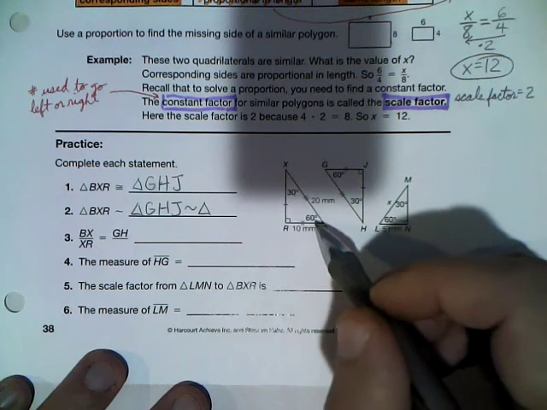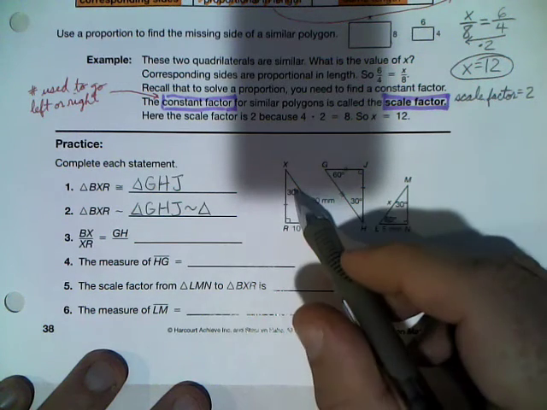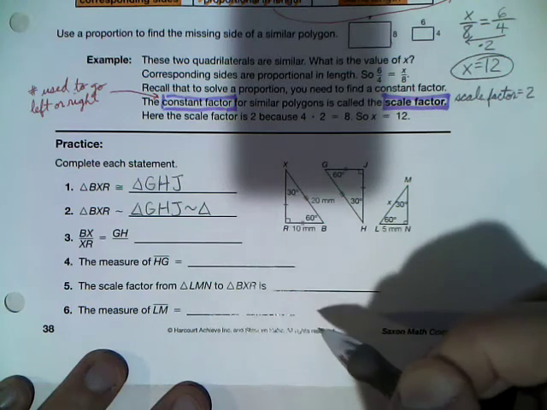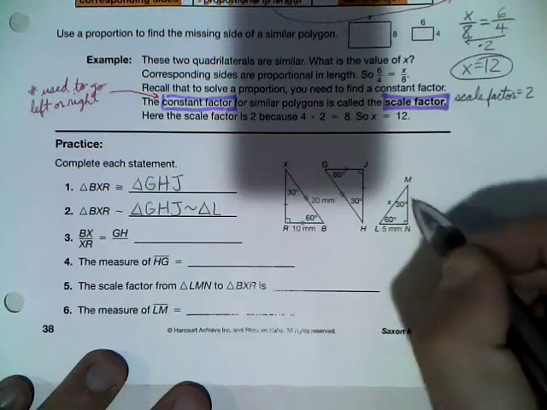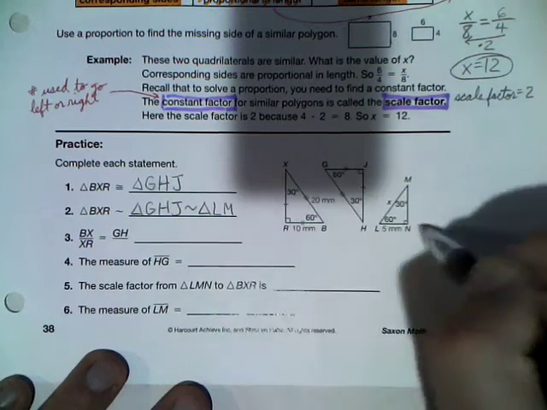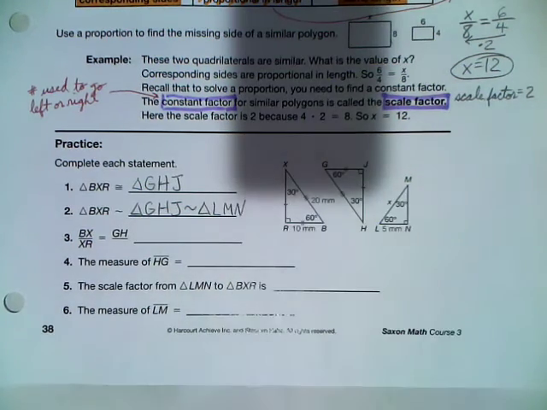And so it's the 60 degree, then the 30 degree, then the right angle. So 60 degree here would be L, 30 degree would be M, and the right angle then would be N. So triangle BXR is similar to triangle GHJ, which is similar to triangle LMN.